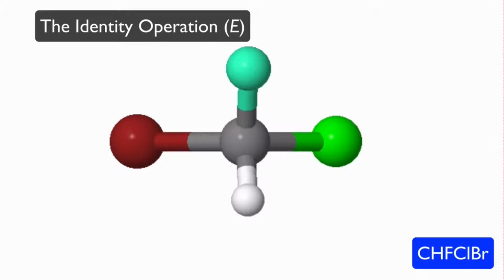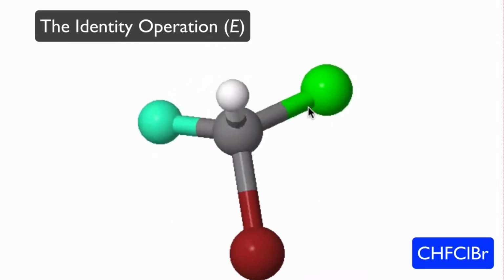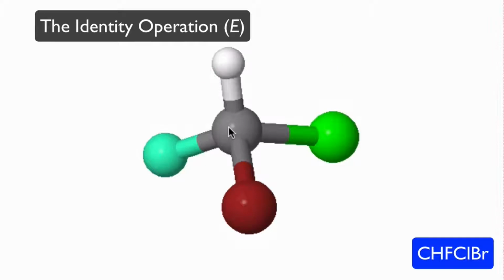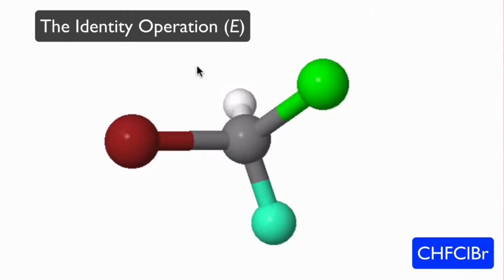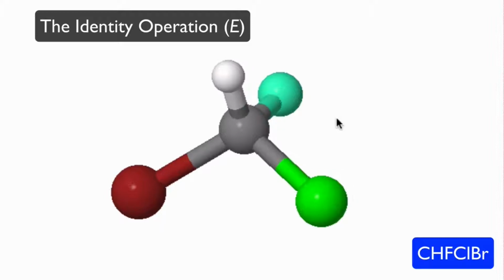It might seem a bit silly, but some molecules, like this one here, don't have any other symmetry elements. There's no reflection plane, there's no rotation axis. They're very low symmetry objects. And if we didn't have the identity operation, well, then we wouldn't be able to place them in a category apart from to distinguish them from other molecules.